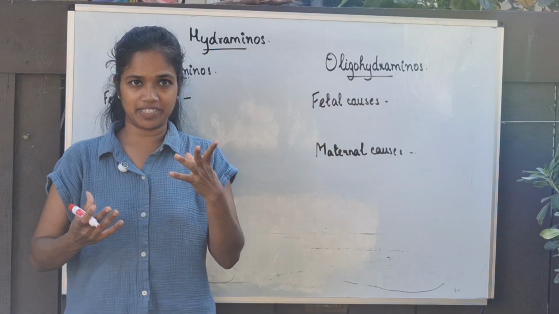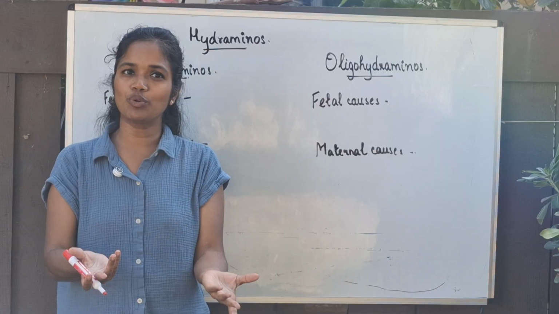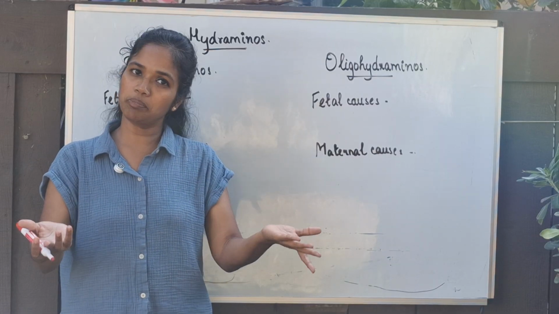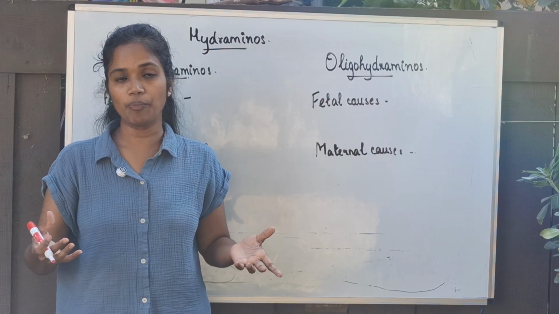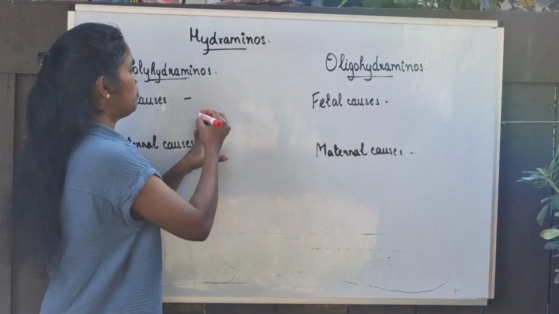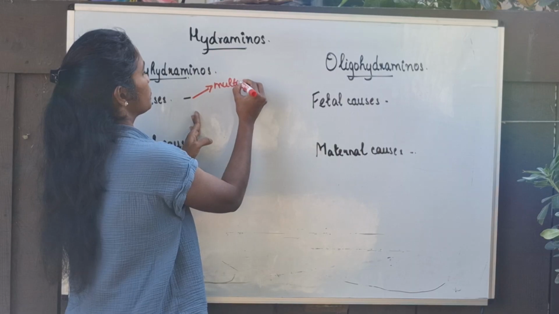When there are two fetuses, that is twins or multiple gestation, then the urine produced is obviously going to be double, or triple, depending upon the number of fetuses present in the womb. So therefore multiple pregnancy is one of the most common causes for polyhydramnios.